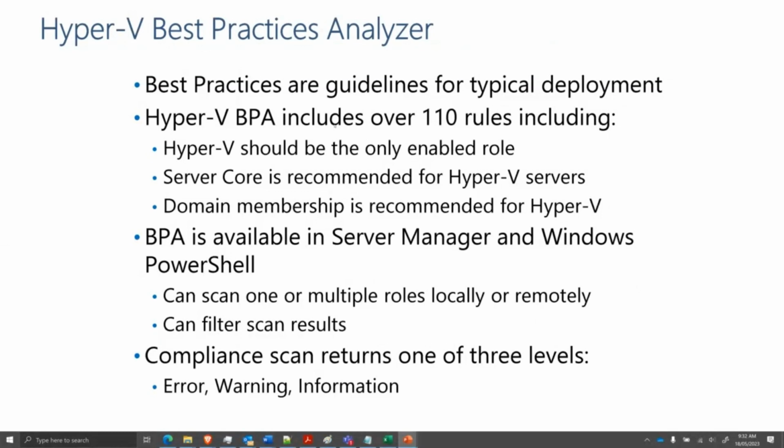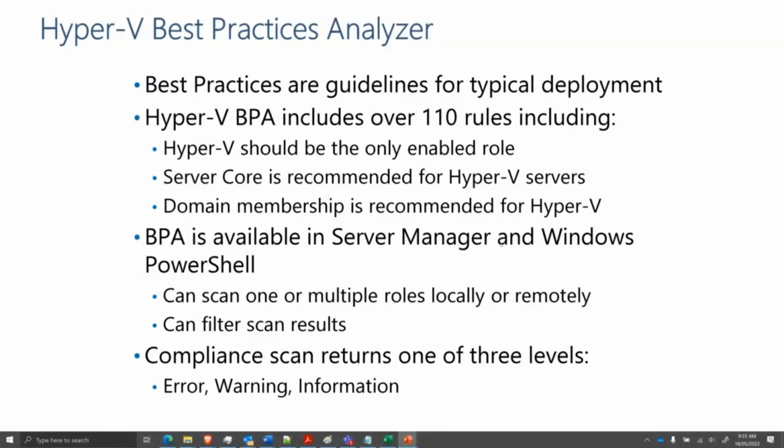There's also a Hyper-V best practice analyzer. If you don't know about best practice analyzers, Microsoft supplies a lot of them, or BPAs, for various services. Basically it has rules that are what they recommend you do. It's guidelines for typical deployment, and the Hyper-V BPA includes 110 rules, including Hyper-V should be the only role enabled. Server core is the recommended Hyper-V server. Domain membership is recommended. So it will check all of those things for you, and then it will give you a report on what you're doing right and what you're not doing right.